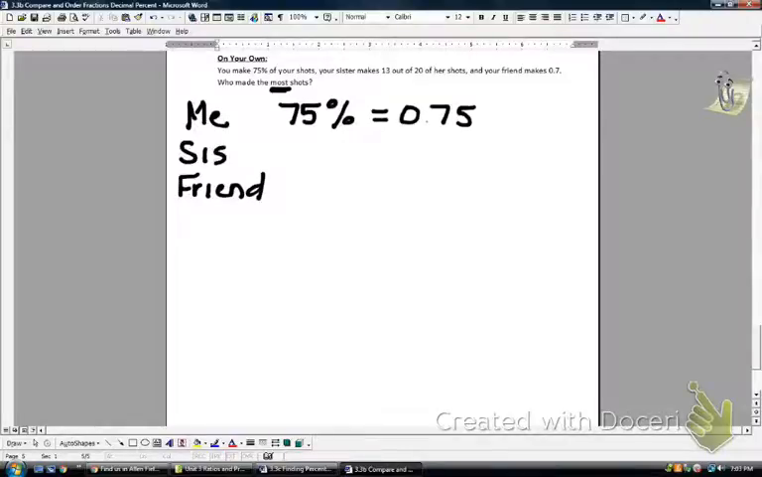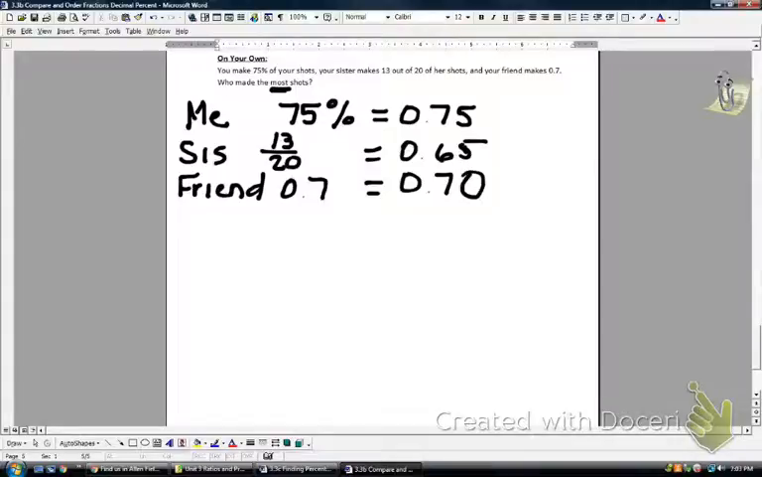Alright, so I've gone ahead and done me, my sis, and my friend. I make 75% of my shots, which is 0.75. My sister makes 13 out of 20. And when I work that out on a calculator, that comes out to be 0.65. And then my friend makes 0.7, which is the same thing as 0.70. And then remember, we go ahead and fill that in with a 0 to hold the place value. So that's something else that we learned at the beginning of the year.